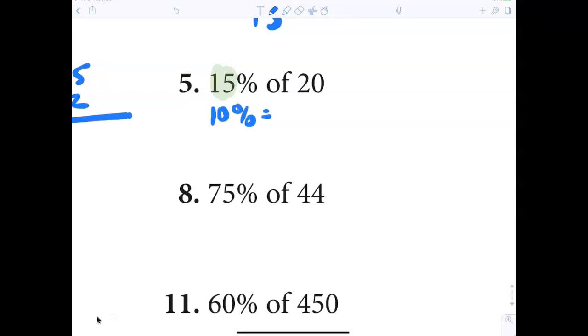What's 10% of 20? 2. So if 10% is 2, what's 5%? Say it. 1. Right? Because half of 10 is 5. Now we're going to add them together. The 2. Yes. So 15% is equal to 3.